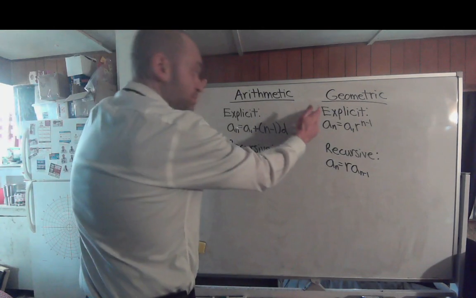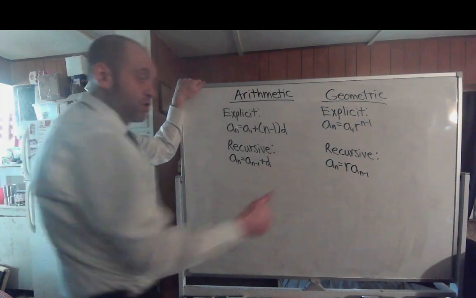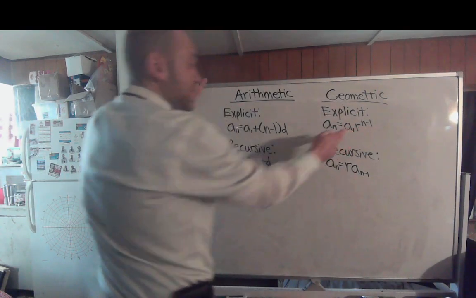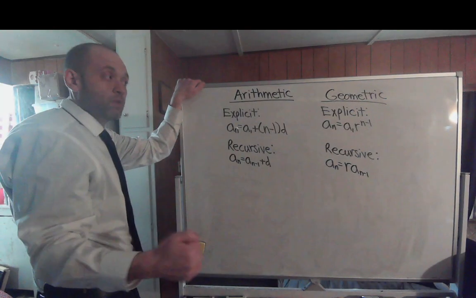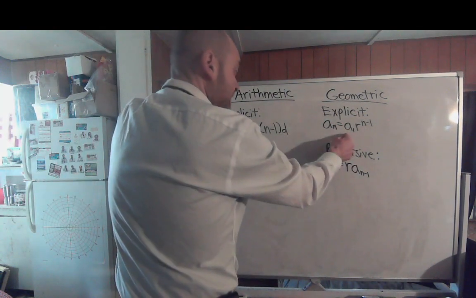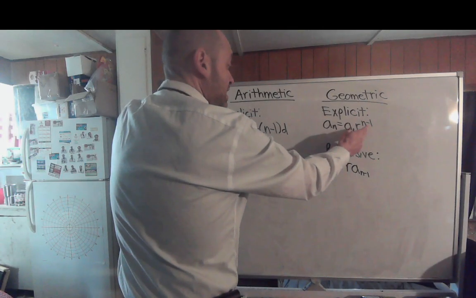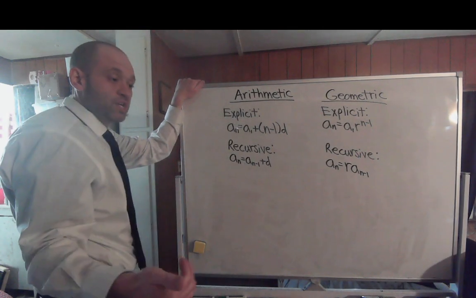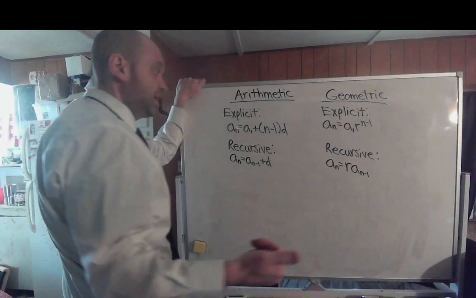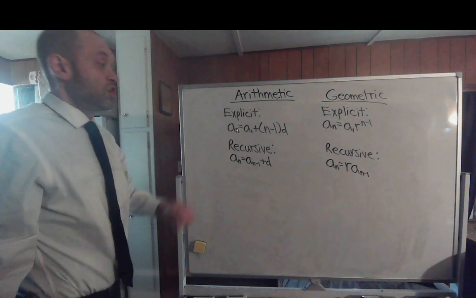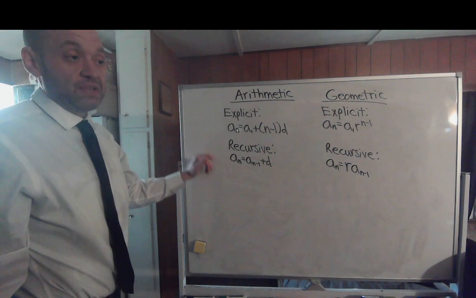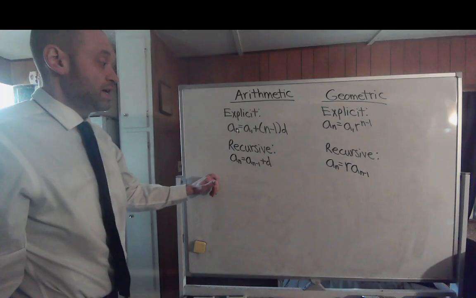And then with the geometric sequence, the explicit formula is a sub n equals a sub 1 times the common ratio to the n minus 1 power, which again relates your first term to that common ratio with what position of the sequence you're seeking. Those are explicit formulas. Now, recursive tends to make things a little bit easier, believe it or not.